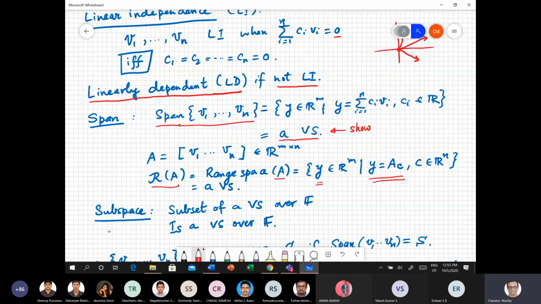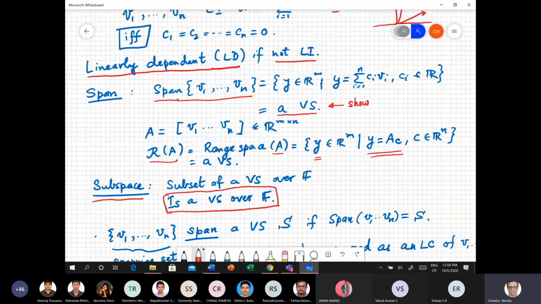A subspace of a vector space is basically a subset of a vector space. So you take a vector space and you throw out some of the vectors and you retain the others. But it should satisfy a property that this subset of vectors is itself a vector space over the same field. When it does that, then we call it a subspace.